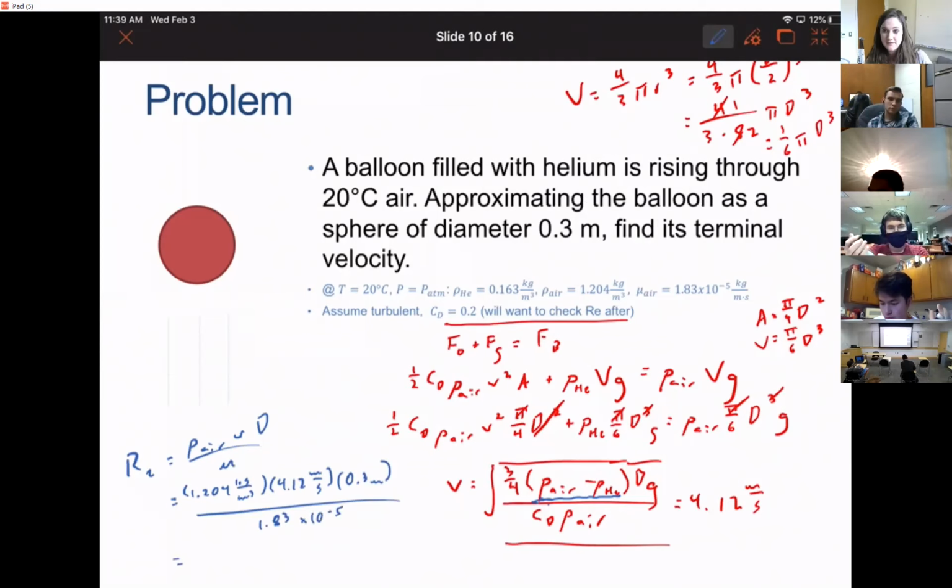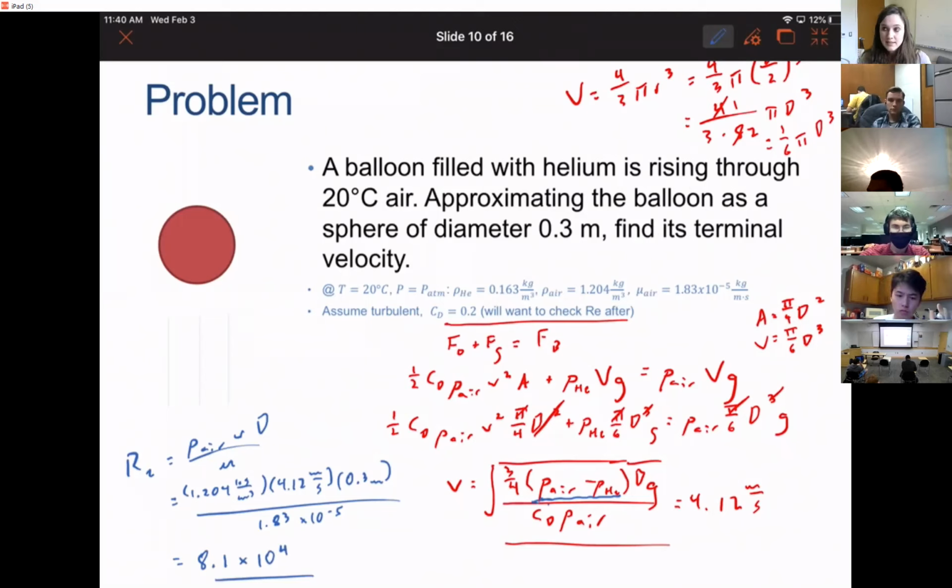Okay, someone want to tell me what they got for the Reynolds number? Okay, 81,319. I'm going to simplify that as 8.1 times 10 to the 4th. So this is significantly more than, this is order of 10 to the 4th, kind of high up, getting on 10 to the 5th actually. So yes, this supports the assumption that this was turbulent flow.